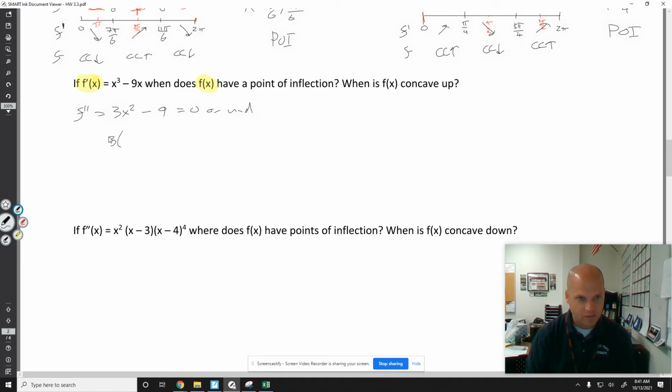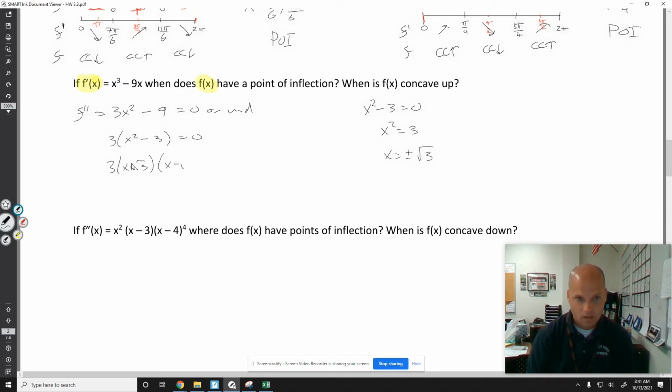Because I factor out a 3 and I get x squared minus 3. Now, there are solutions to x squared minus 3 equals 0. It's a good one to do, though, because not always will we get whole numbers. X equals plus or minus root 3. You could factor this to be x plus root 3 times x minus root 3.